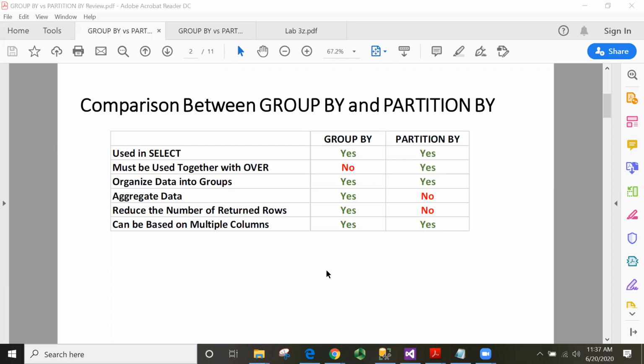Professor, suppose we partition by multiple columns, then how will the partition be created? For example, if there are 2 columns, one is gender and the other one is age. Suppose there are 5 different age groups and just 2 different gender groups. So how will the partition get created?